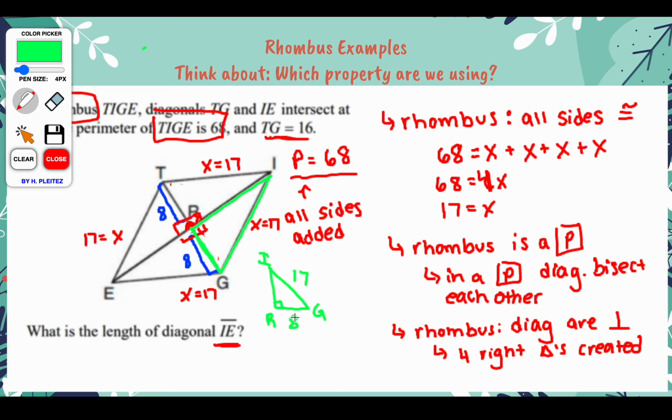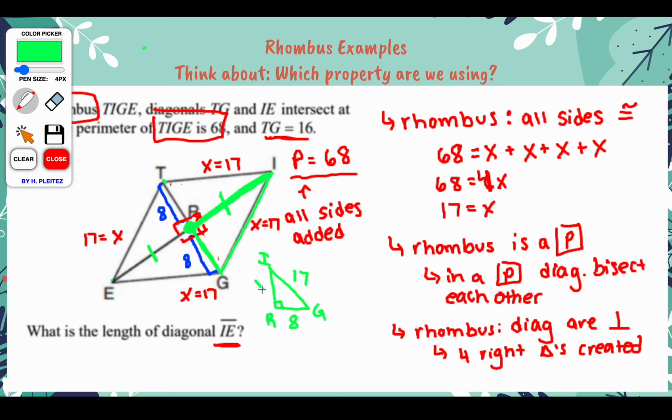Now, my thought process here is if I find IR using my prior knowledge, I'll be able to find RE as well. Because we're going back to that property of our diagonals being bisected, which means that they're split into two congruent parts. So at R, similarly to how we broke up diagonal TG, we can break up diagonal IE. I know that this segment here is going to be congruent to this one.